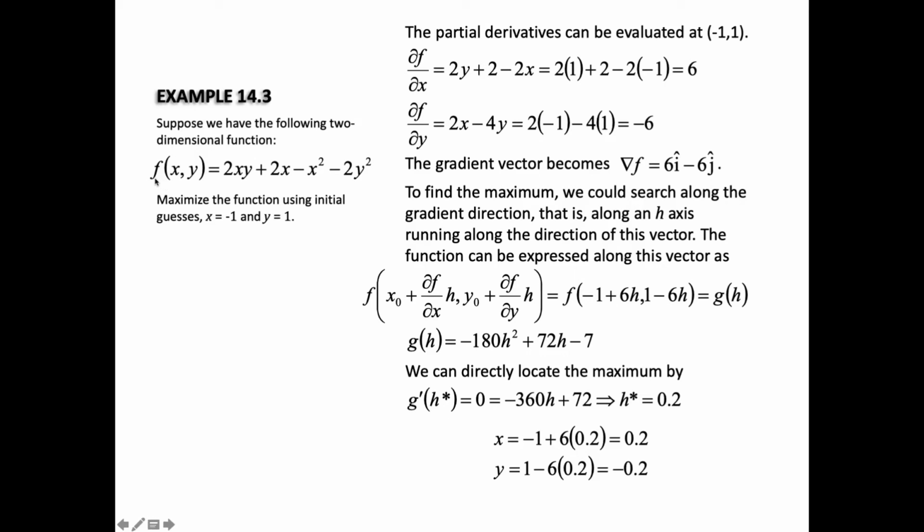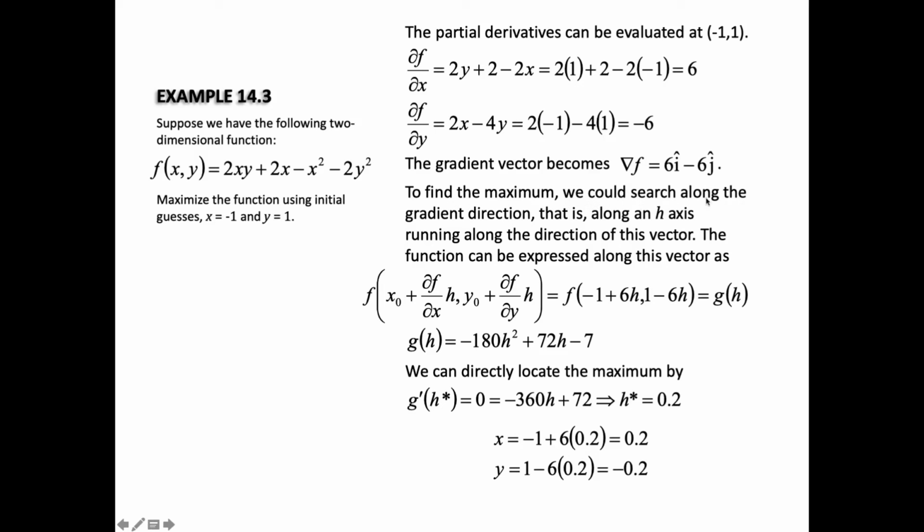So we evaluate the partial derivatives of f with respect to x and with respect to y. When we do that, we get partial of f with respect to x equals 2y plus 2 minus 2x, and partial of f with respect to y equals 2x minus 4y. We plug in these initial guesses, y equals 1 and x equals -1. We get 6 for the partial derivative of f with respect to x and -6 for the partial derivative of f with respect to y. The gradient vector now becomes -6i minus 6j.